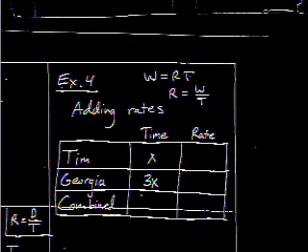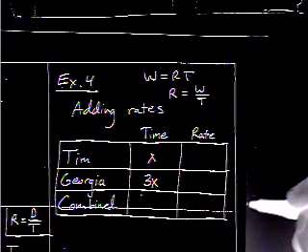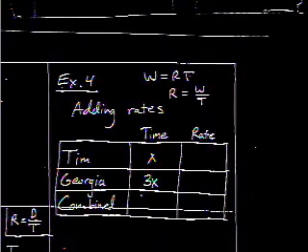And it says that they have to stuff 5,000 envelopes. So if you needed another column for work, like we had distance in the last one, it would contain 5,000 in every single column, in every single entry, because that's the amount of work that's being done.